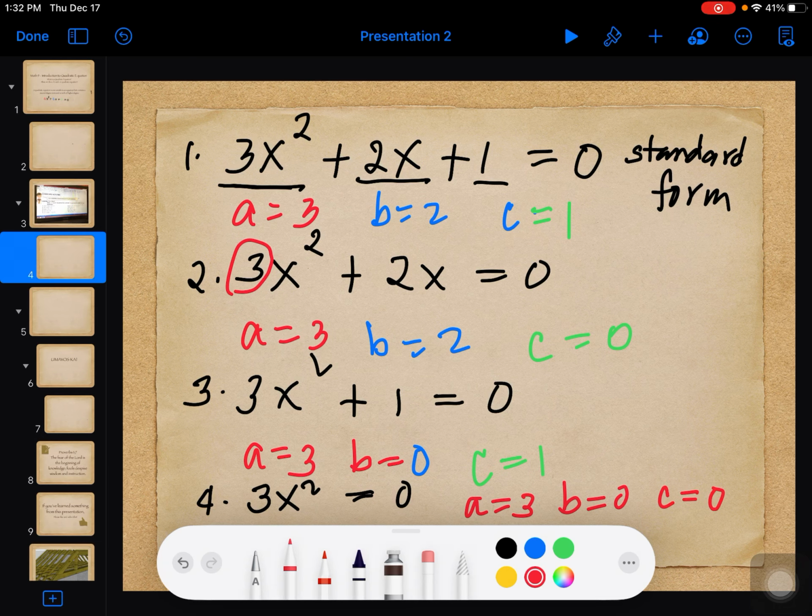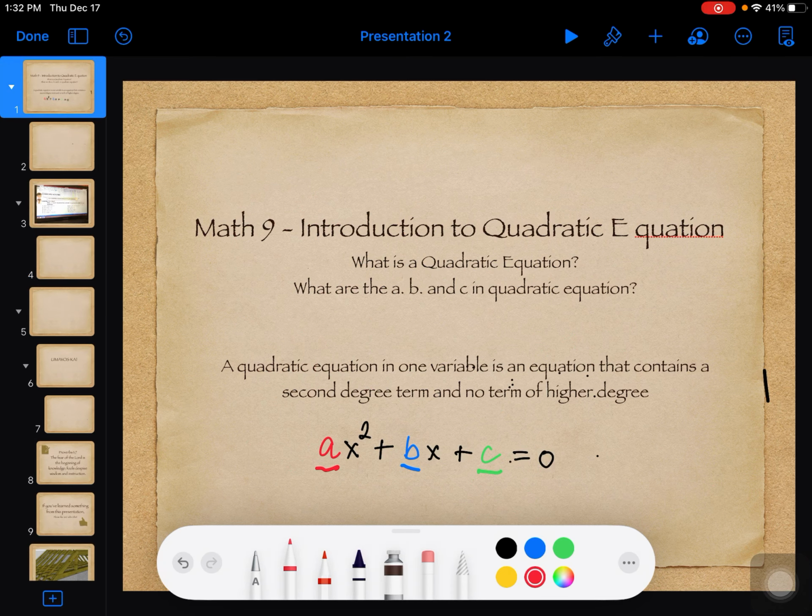Because in the definition, I forgot to mention that ax squared plus bx plus c equals 0 is the standard form where a, b, and c are real numbers and a should not be equal to 0, which means a should be a number not equal to 0, b can be equal to 0, and c can also be equal to 0.